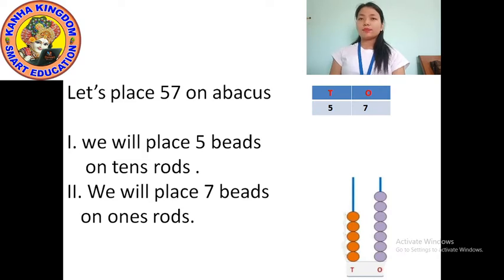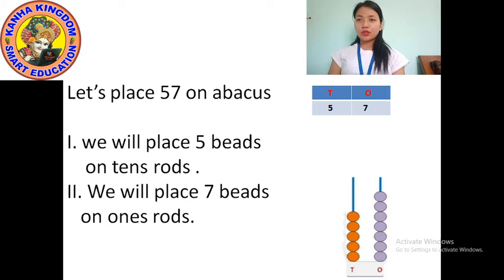Okay, now we have to place 7 beads on the ones rod, because in the number 57, the digit 7 is in the ones place. So on the ones rod we have to place 7 beads.